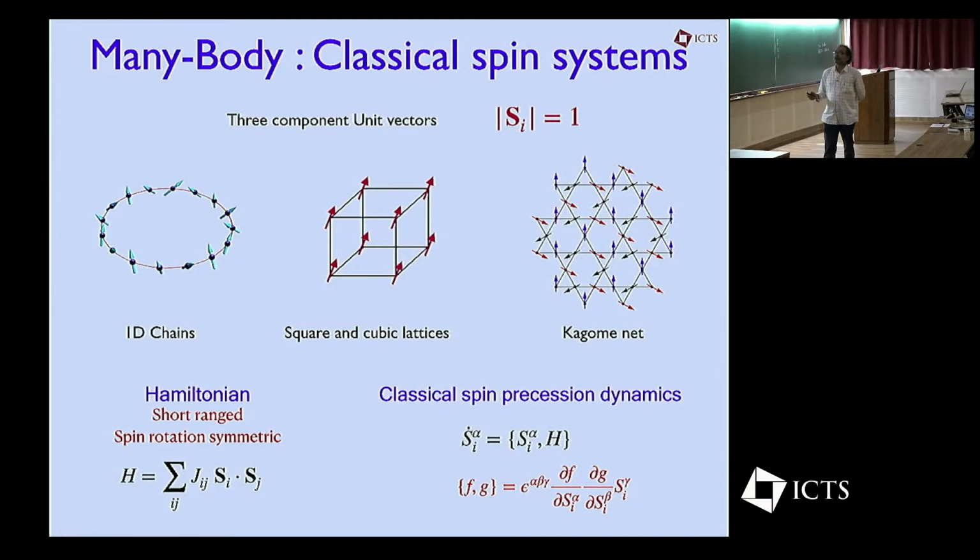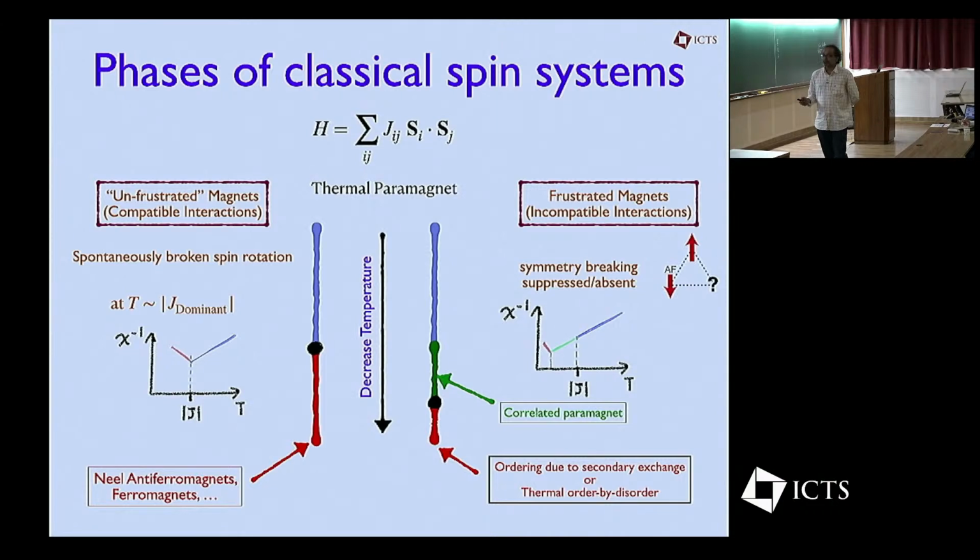Almost exclusively, I'll be talking about classical spin systems, which are three-component vectors living on some lattice, 1D, 2D, or 3D, and the spins on different sites interact with some short-range Hamiltonian, which is spin rotation symmetric. The classical precession dynamics is generated by this Poisson bracket, and we will try to understand what their dynamics is and the chaotic behavior in these systems. But let's start with some of the basic summary.